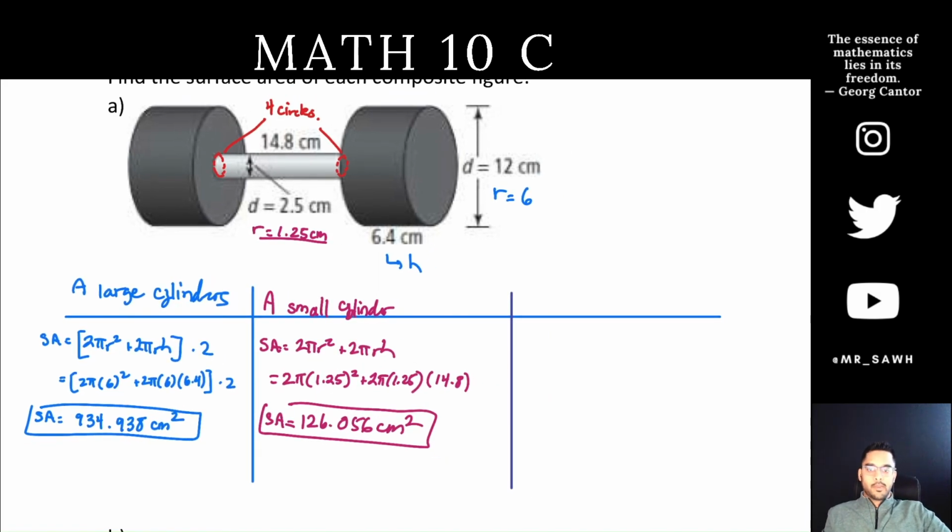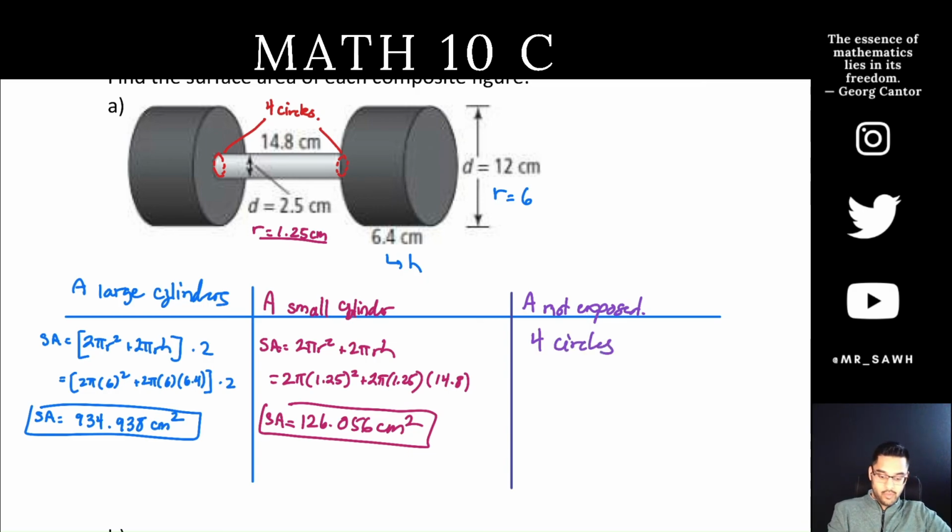Now we've got to talk about the parts that are not exposed. The areas not exposed are going to be our 4 overlapping circles, 2 from each side where that skinny cylinder meets the ends. Think of it like a dumbbell, a weight, where the weights are on the ends and the handle in the middle. So we're going to have to take out 4 total circles.